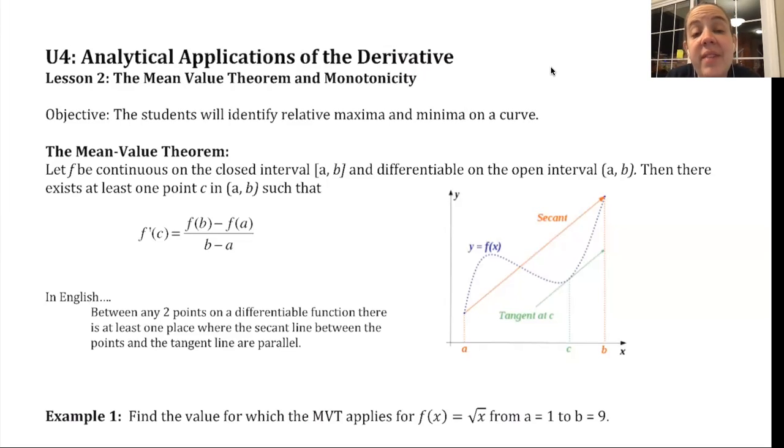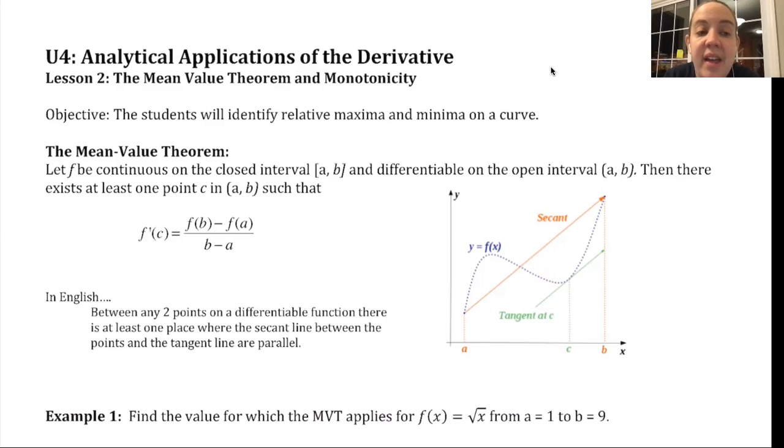Lesson two is the mean value theorem, and I can never pronounce this one correctly. Monotonicity, I think it is. But you're looking at the slope of the line. You want to know, where is it increasing, where is it decreasing? So we will identify relative maxima and minima on a curve. Now, if you did happen to watch yesterday's video, I went over an example of how to do this already. So I'm just going to reinforce that.